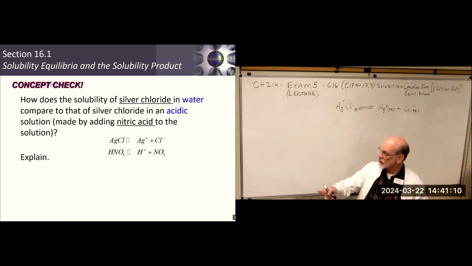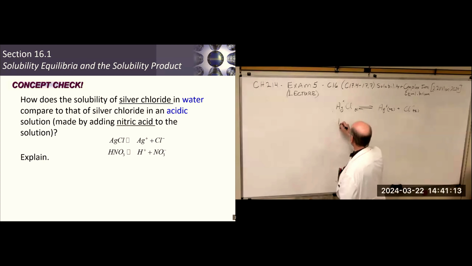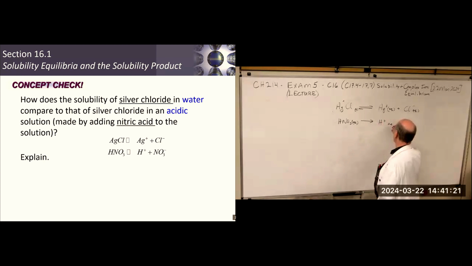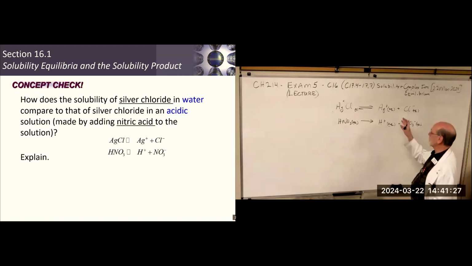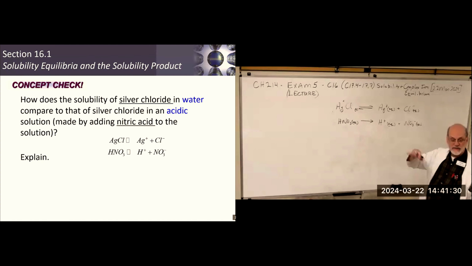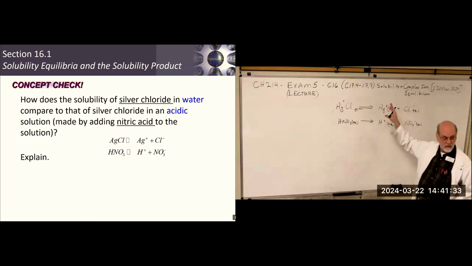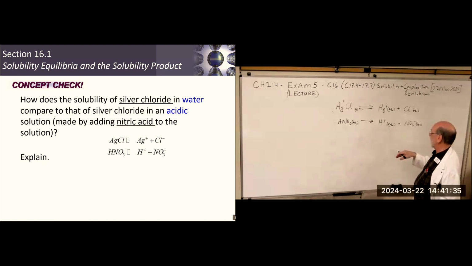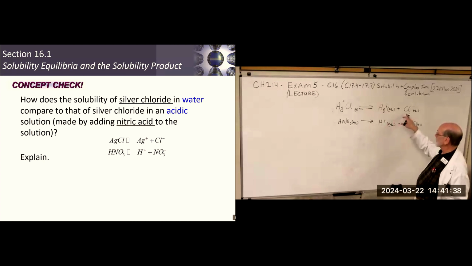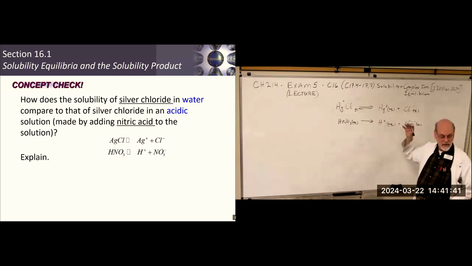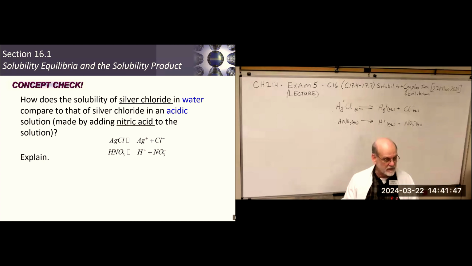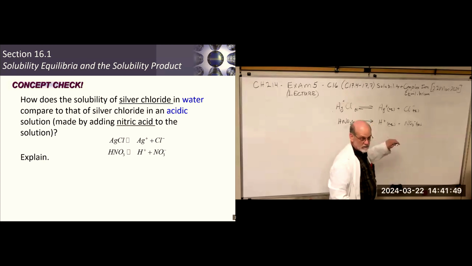All right. So there's the other equation with the nitric acid, which is a strong acid, so it completely dissociates into hydrogen ions and nitrate ions. Okay. Nitrate ions are not going to react with anything. Silver nitrate is completely soluble, so it has no impact on the equilibrium here. How about hydrogen ions? Well, hydrogen ions could interact with chloride ions, but hydrogen chloride or hydrochloric acid is a strong acid too. So this would have no impact on the solubility. It doesn't change that equilibrium at all.